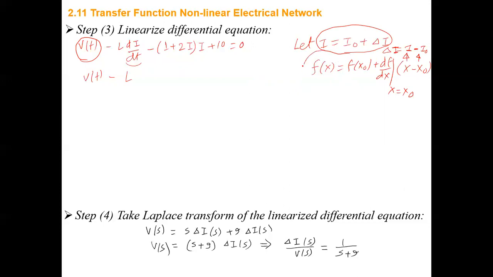So if that is your I, then what is your di over dt? I0 is constant, right? We already know that it's 2, so don't worry about that. Now the derivative of delta I, d delta I over dt, is your di over dt. So let's put this here. This is how we linearize this term.